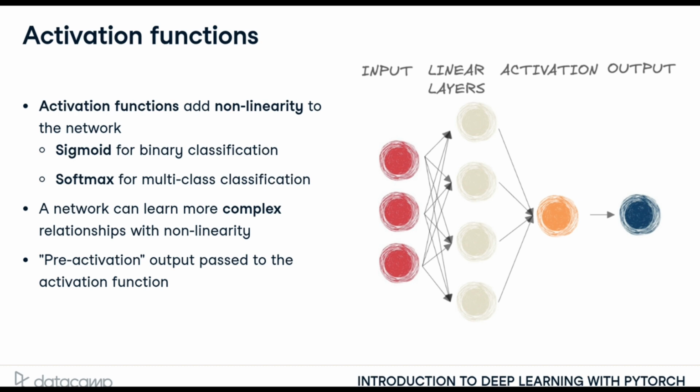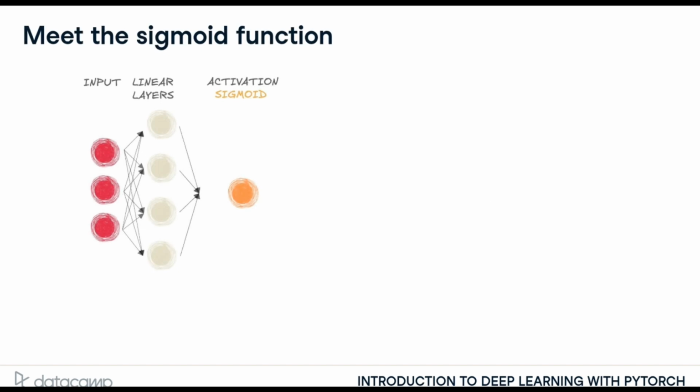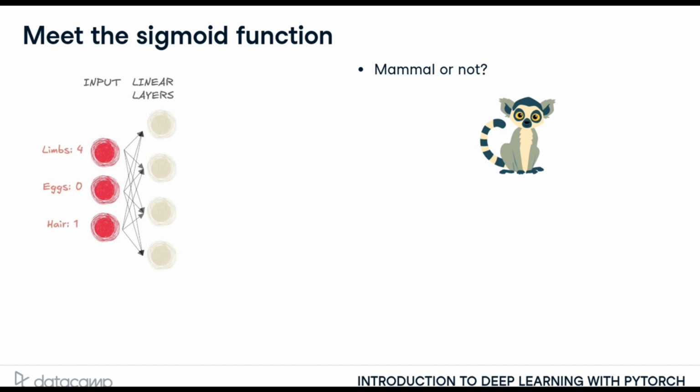The sigmoid activation function is widely used for binary classification problems. Let's say we are trying to classify an animal as a mammal or not. We have 3 pieces of information: the number of limbs, whether it lays eggs, and whether it has hair. The latter 2 are binary variables, 1 if yes and 0 if no. Passing the input to a model with 2 linear layers returns a single output, the number 6. This number is not yet interpretable.